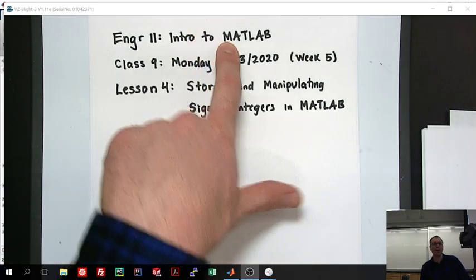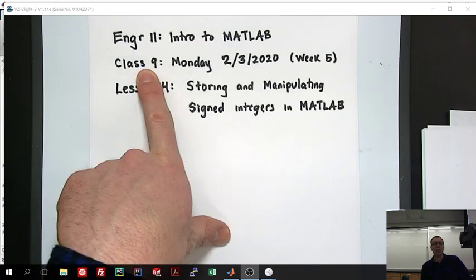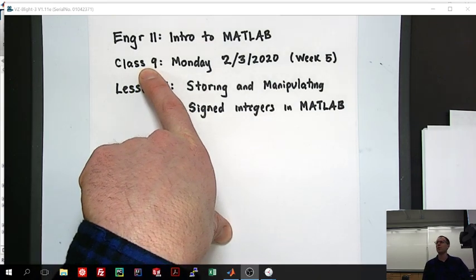We're talking more about MATLAB. Can you believe that we're already in week 5? I believe this is class 9. Can someone confirm me on that?